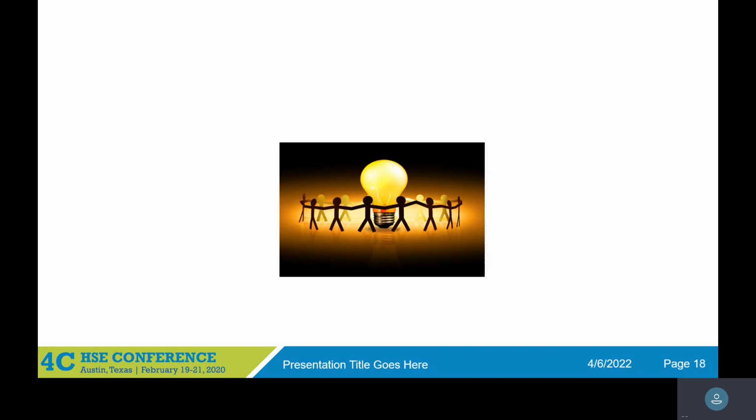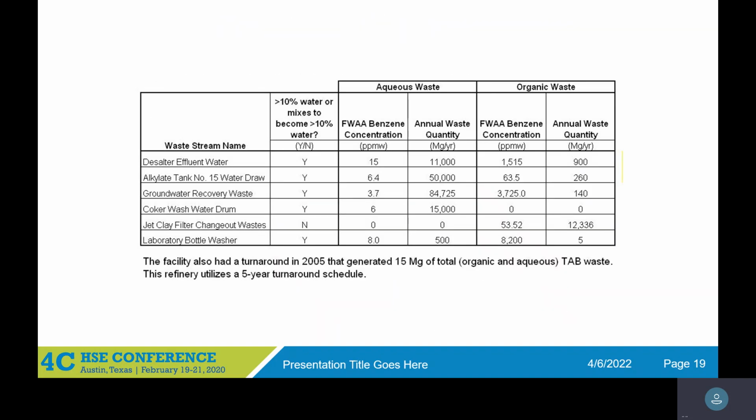We can work together, but given the information that I've given you, you're gonna calculate the TAB for this refinery. I'll give you a few minutes, and you can work together, but let's just see what the streams are. You have the desalter effluent. It is greater than 10% water or mixes with greater than 10% water. It has a flow weighted average benzene concentration of 15 ppm in the water, and a waste quantity of 1,000 megagrams per year. See, I'm so nice, I'm giving you already the right units.